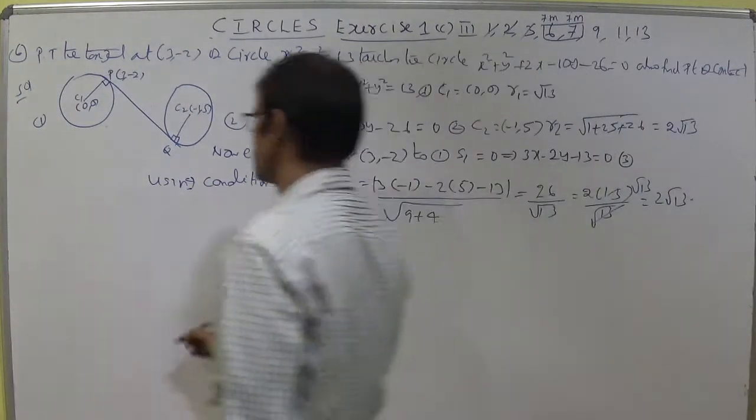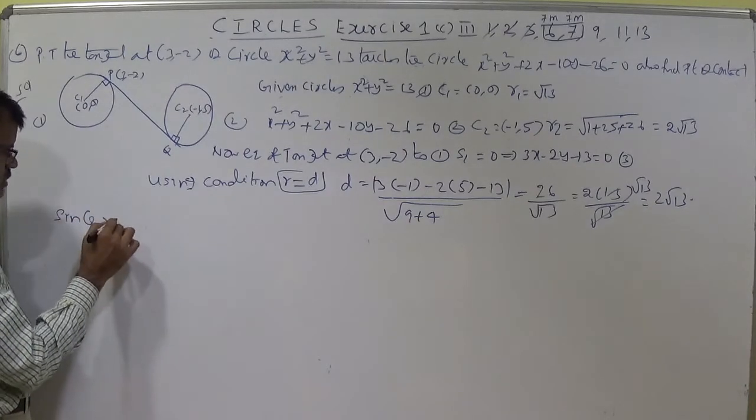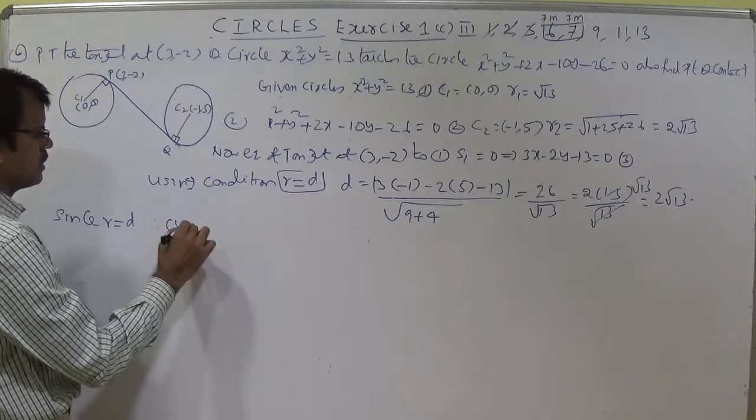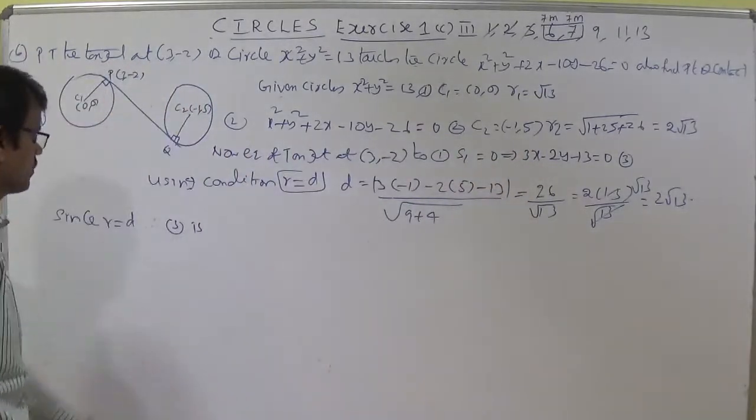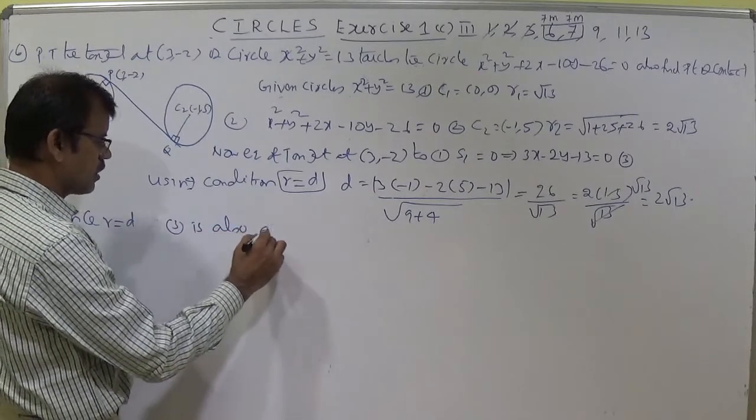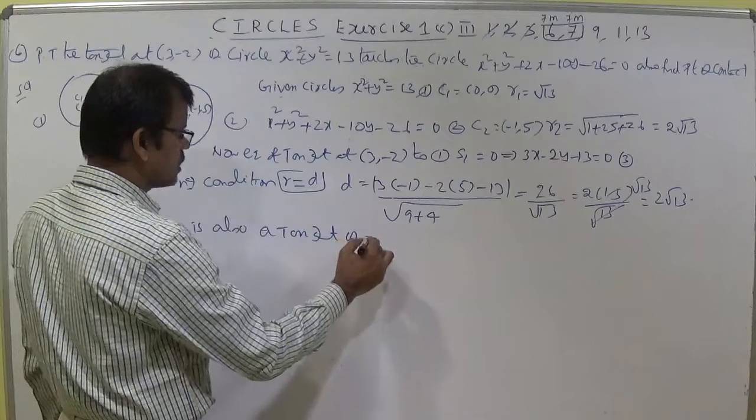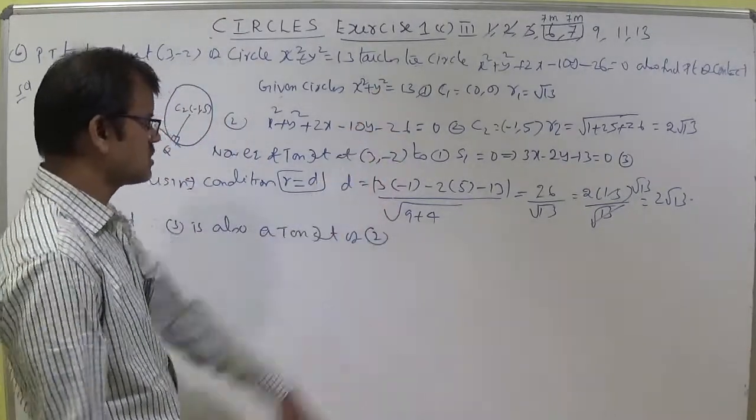We should write here, since r is equal to d, therefore the tangent of the first circle, this line, is also a tangent of the second circle. So it is a common tangent of the circles.